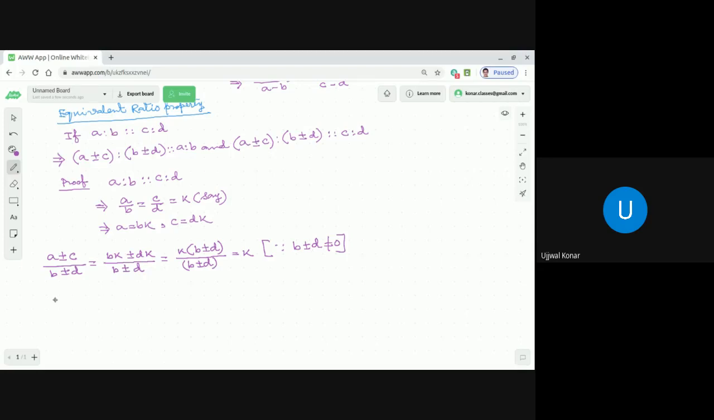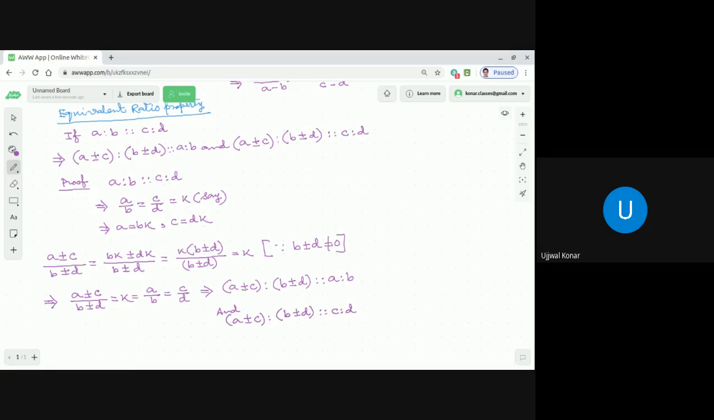Correct? So what are we going to get from here? From here we get (A plus minus C) divided by (B plus minus D) is equal to K, and K is equal to A by B, and that is also equal to C by D. So from here we can conclude that A plus minus C is to B plus minus D is equal to A is to B, and A plus minus C is to B plus minus D is equal to C is to D. This is the proof.